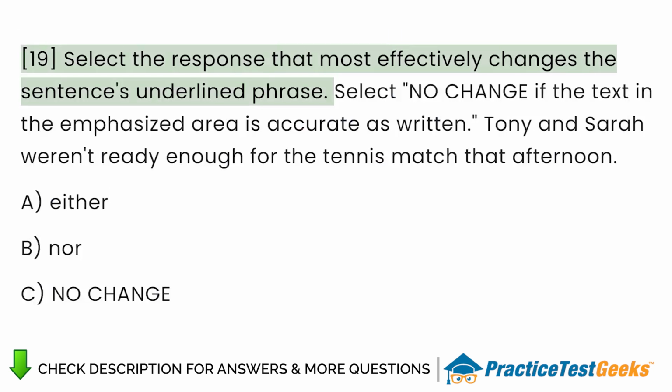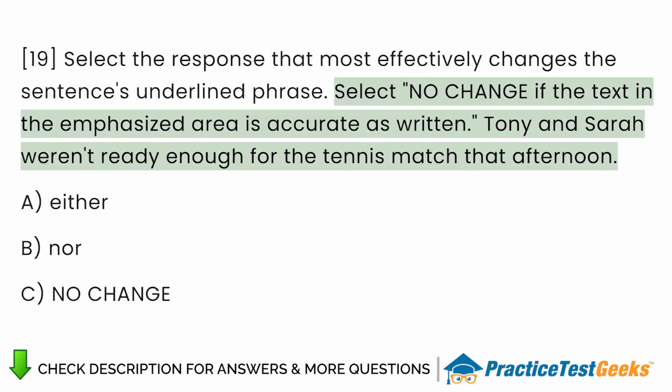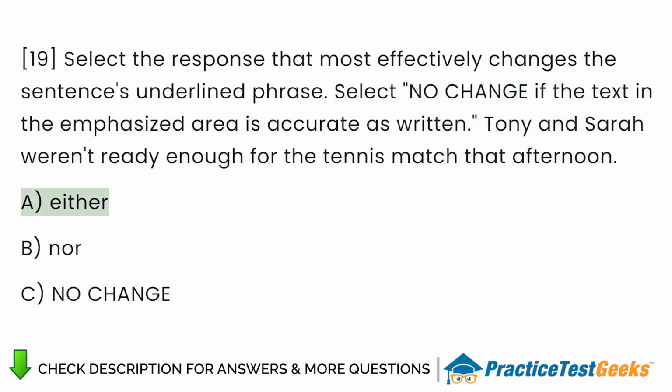Select the response that most effectively changes the sentence's underlined phrase. Select No change if the text in the emphasized area is accurate as written. Tony and Sarah weren't ready enough for the tennis match that afternoon. A, either. B, nor. C, no change.